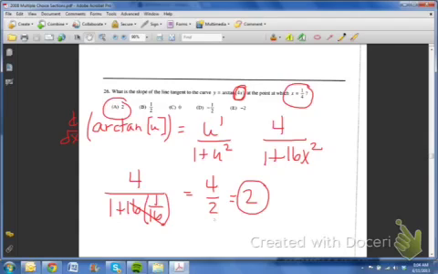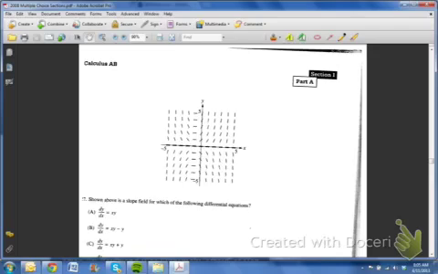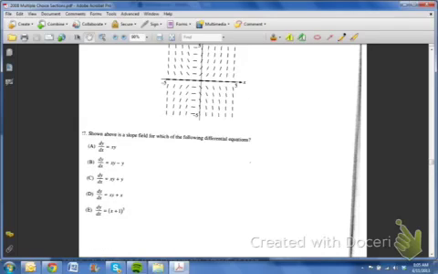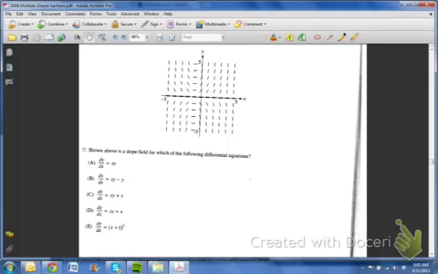All right, 27. 27, we have a slope field problem. And it says, shown above is a slope field for which of the following differential equations? So when I'm trying to match up a slope field to a differential equation, the first thing I look at is anywhere that the slopes are 0 or undefined.